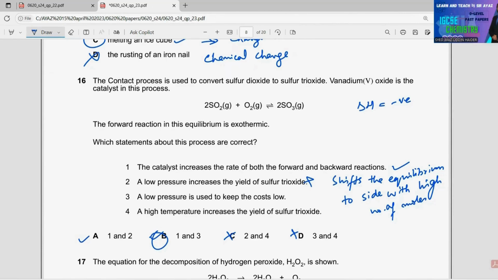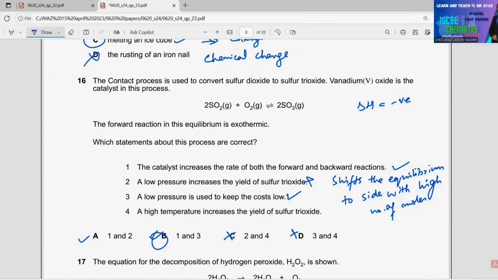For your convenience, I'm reading statements number 3 and 4. A low pressure is used to keep the cost low. This is correct. Because if you increase the pressure, what will happen? A high pressurized vessel is used and it's not economical. As well as we have corrosive gases on both sides of the equation. That's why it's preferred to use low pressure.